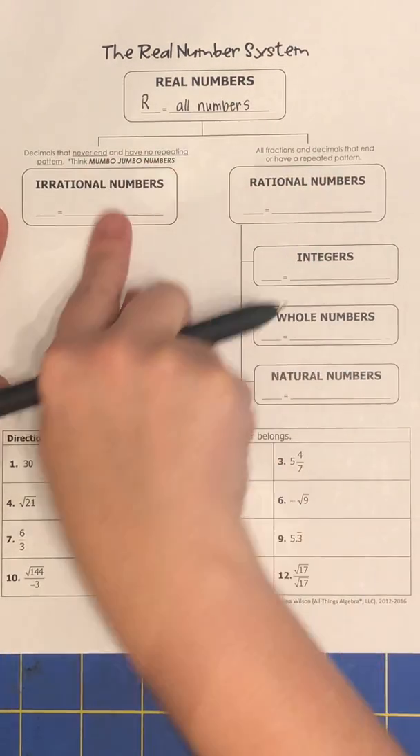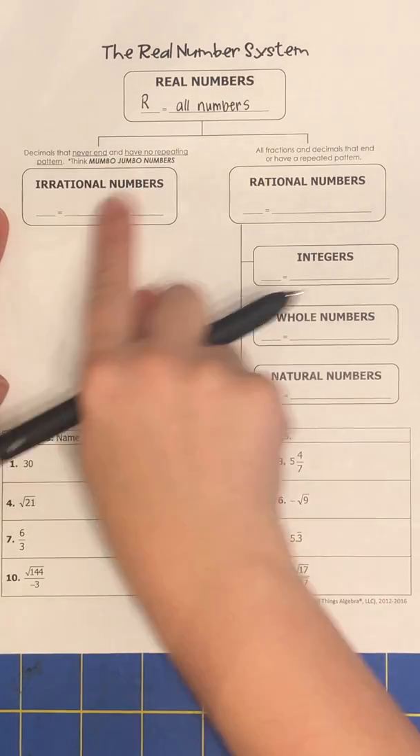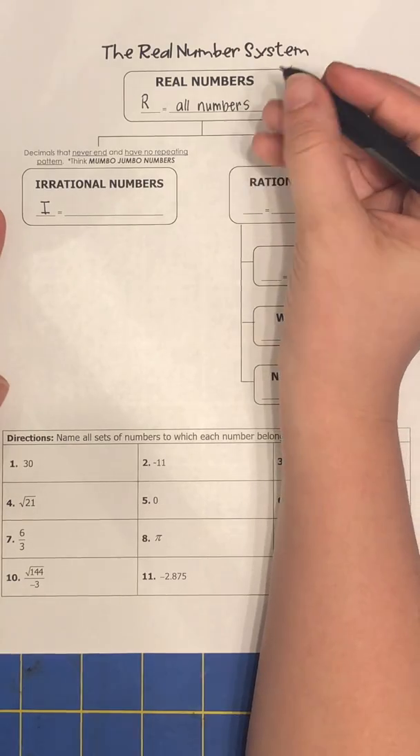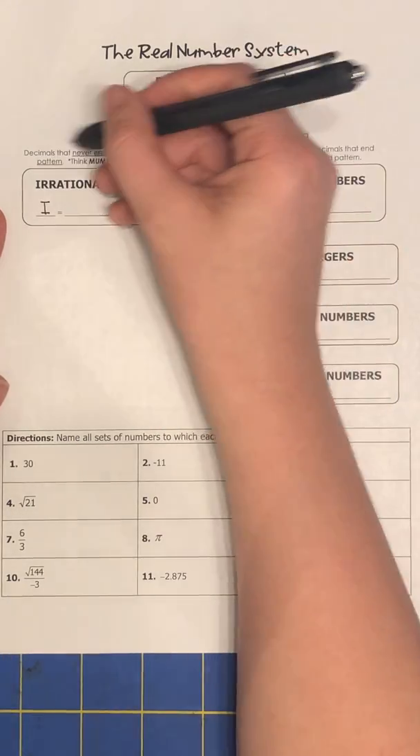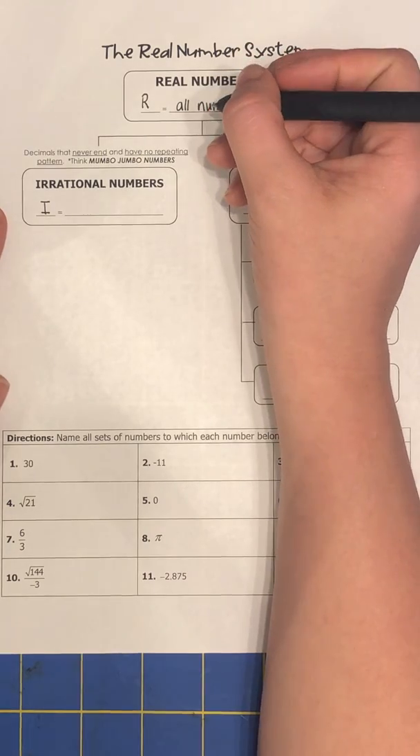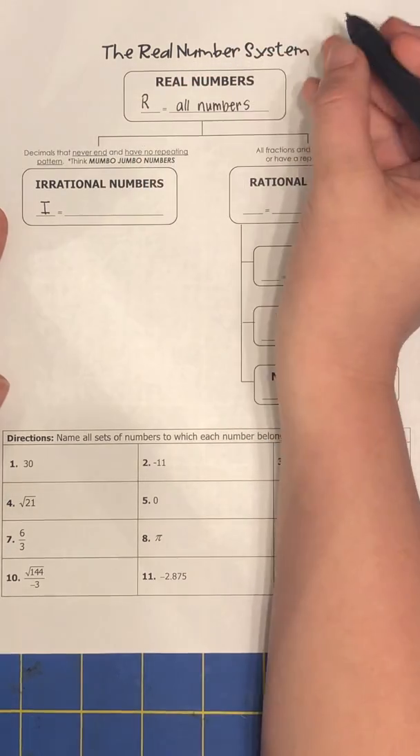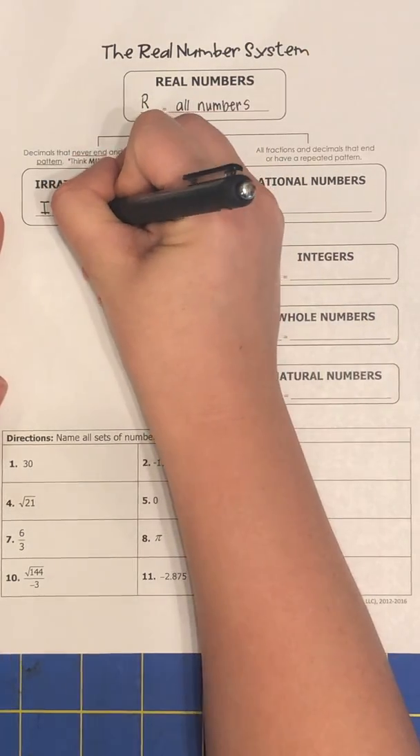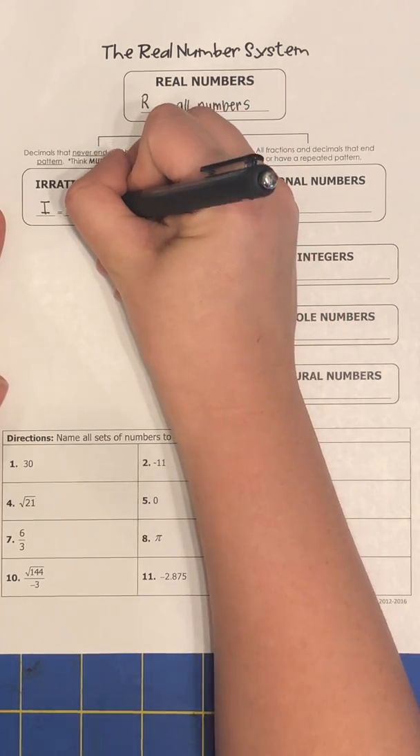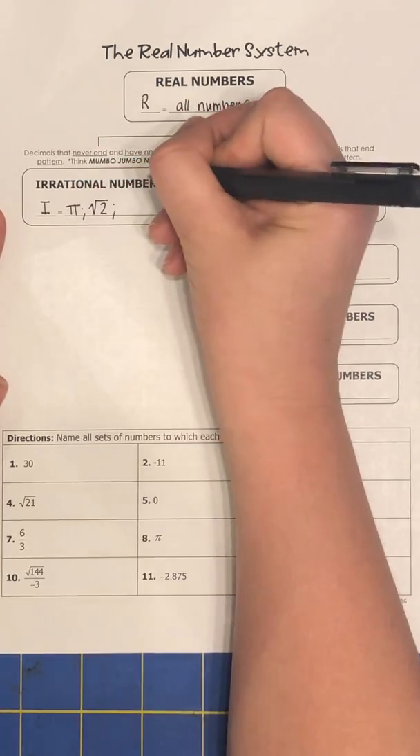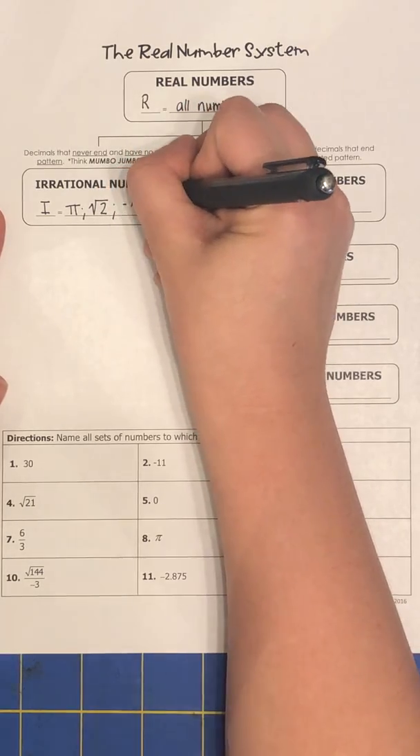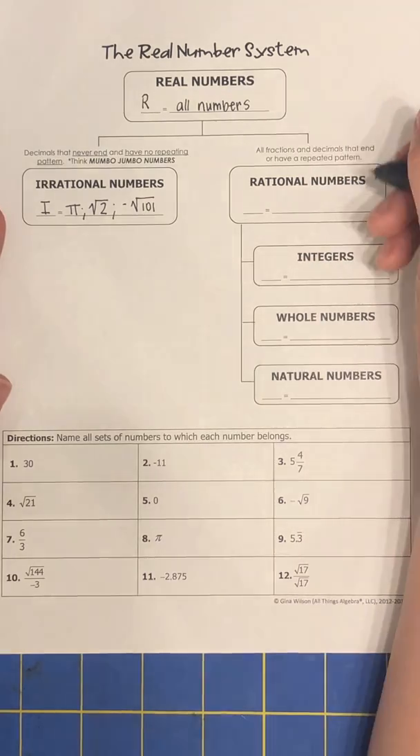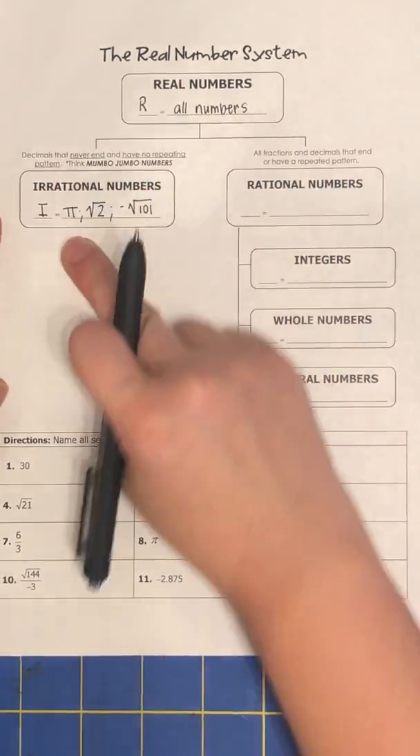Underneath the real numbers classification, we have irrational numbers and rational numbers. Irrational numbers are recognized by a capital I, and these are decimals that never end. They have no repeating pattern. Think about them as what we would classify as mumbo jumbo numbers. We've already talked about pi, the symbol pi, and imperfect squares. An example would be square root of 2, and here we have negative 101. Again, that's a negative imperfect square. So that's irrational numbers. That's one side of the coin.